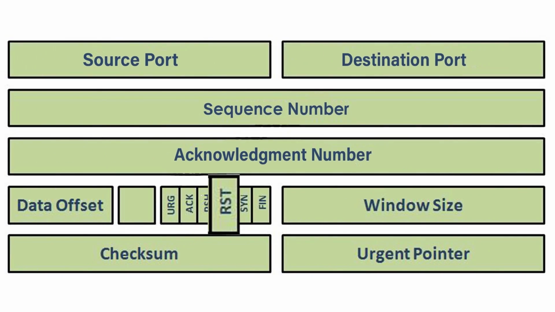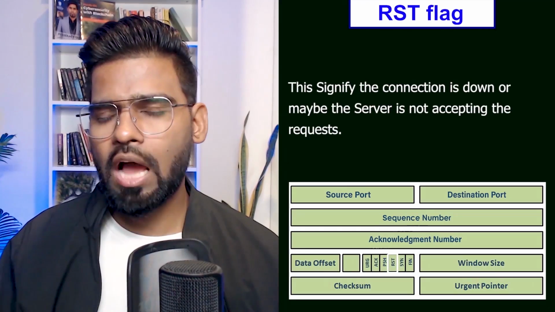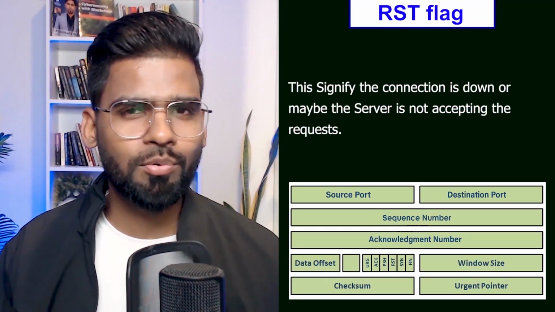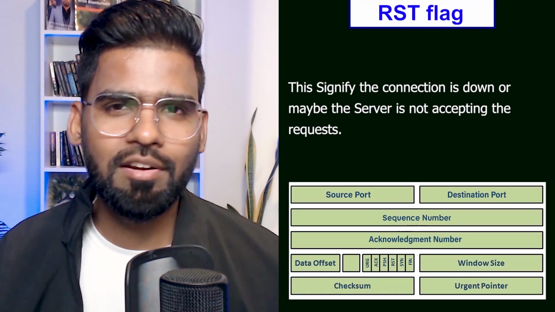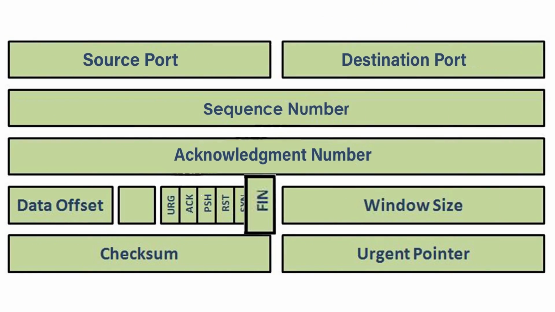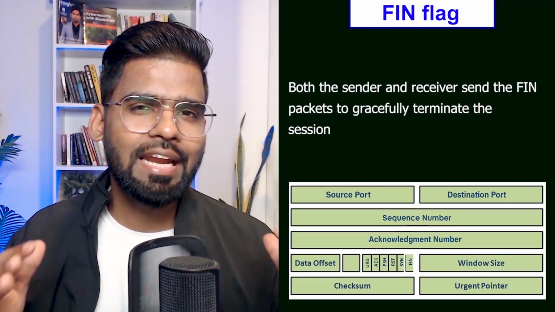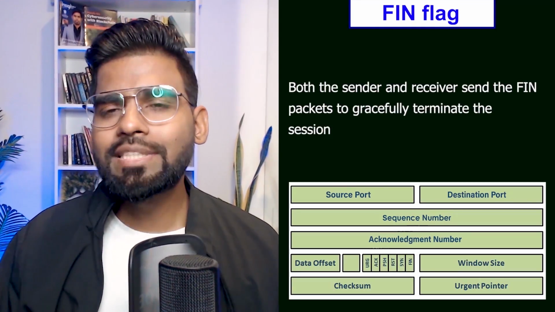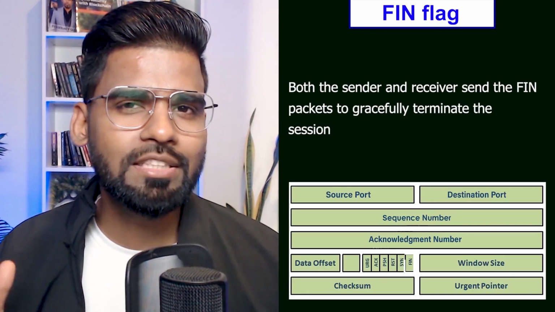Third is the RST flag, or the reset flag. This signifies that the connection is down, or the server is not really listening on that specific port or not really accepting any request anymore. Fourth is the FIN flag, also called the finish flag. This indicates that the connection has been turned down. Both sender and receiver send the FIN packet to gracefully terminate the session.